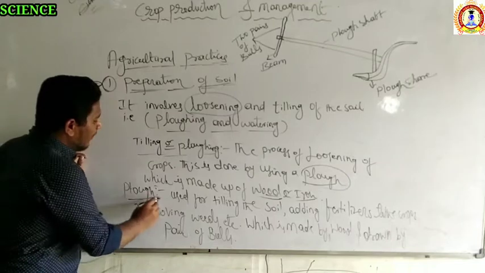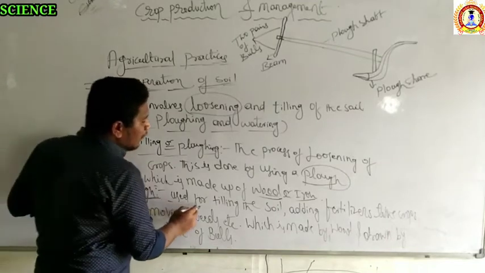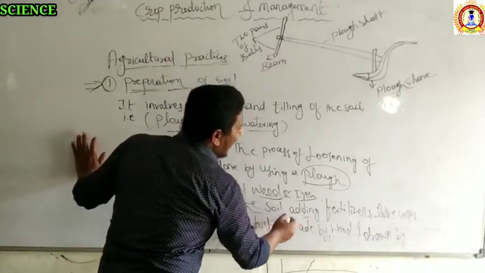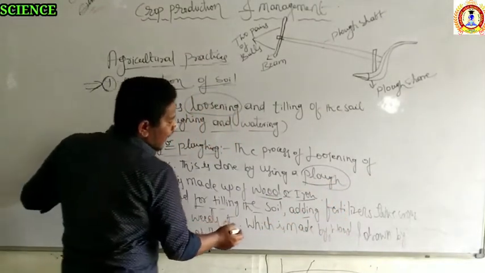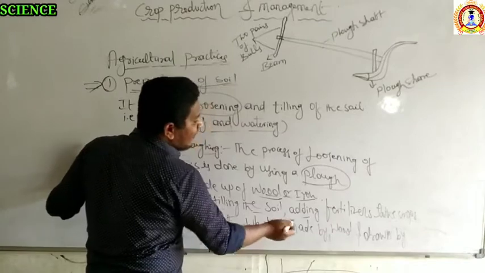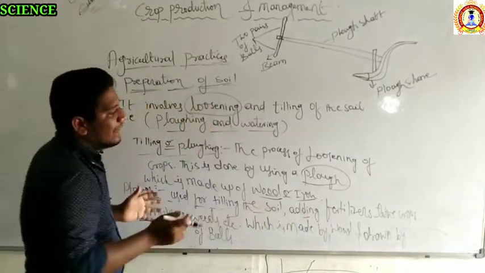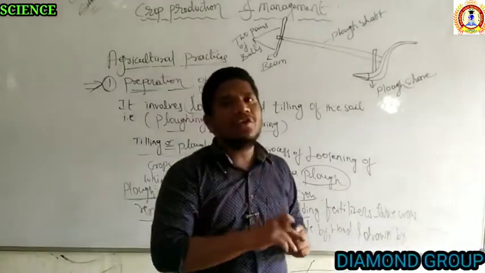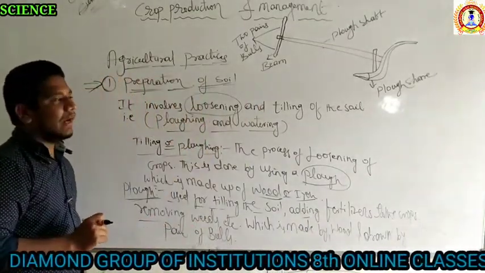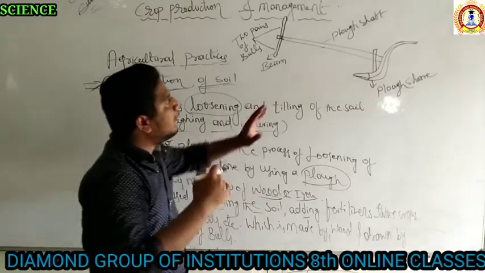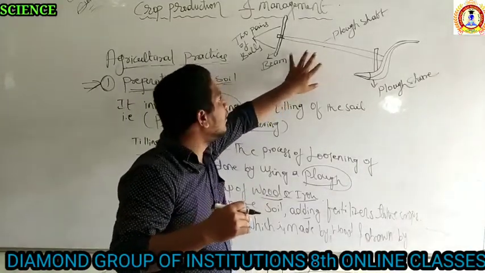Right. So what does the plough mean? Actually, it is used for tilling the soil, adding fertilizers to the crops, removing the weeds, etc. And since it is made up of wood, a pair of bulls are used to pull that plough. Simple way, come to this figure, you will understand what the plough is. Right. So this is the plough.